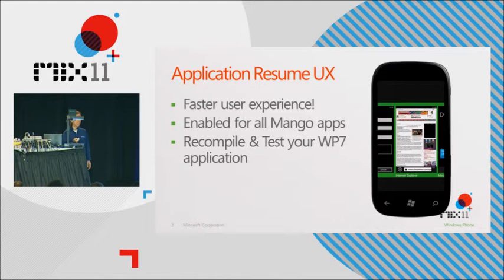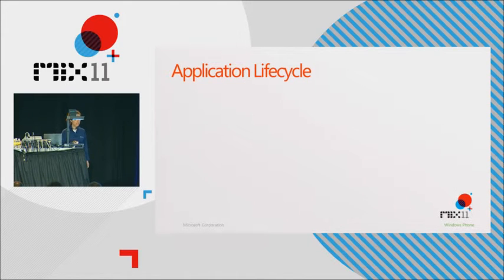To enable this for Windows Phone 7 applications, you'll have to recompile and test your application. We don't anticipate major changes to your application. In most of the cases, most likely you don't have to make any changes when you port your application. Nonetheless, it's very important to test your application on the Mango OS because of the changes that we're making underneath the covers to enable fast app switching. So let's see what are these changes.